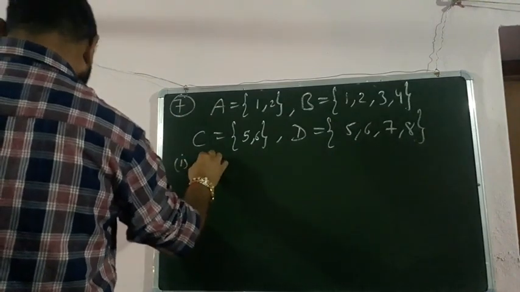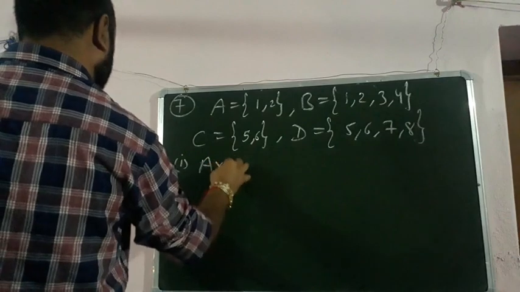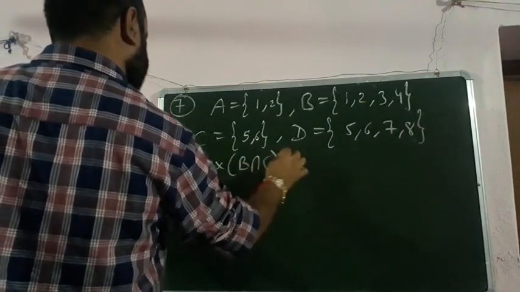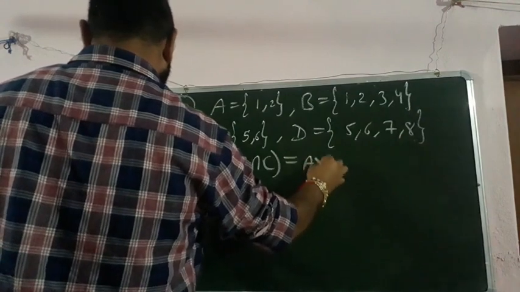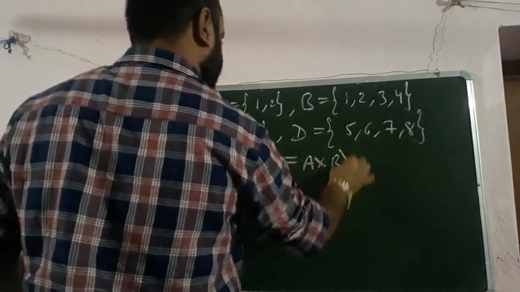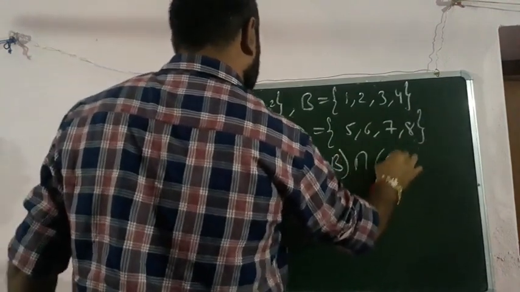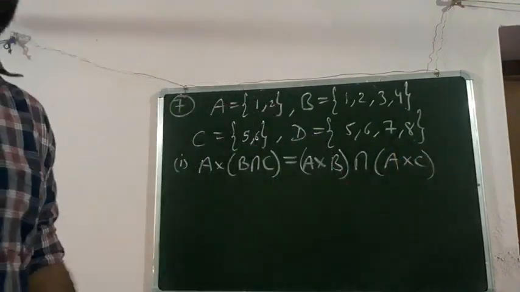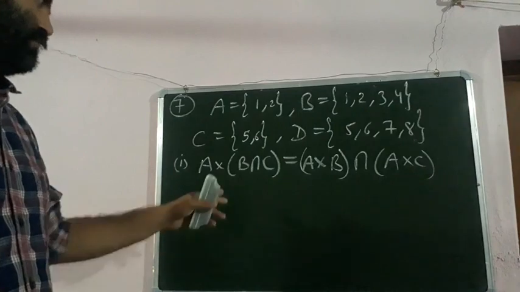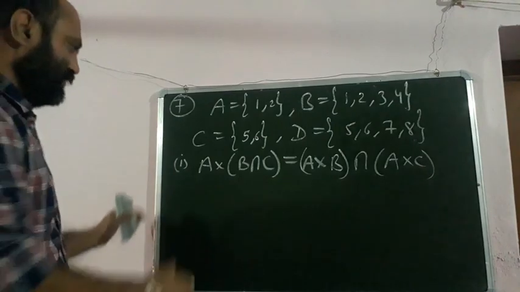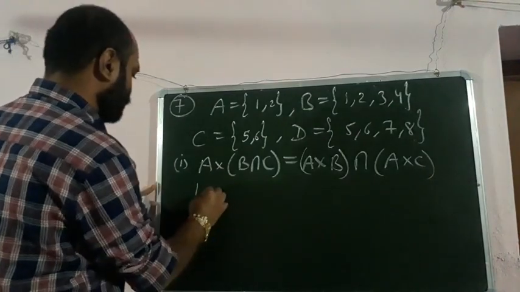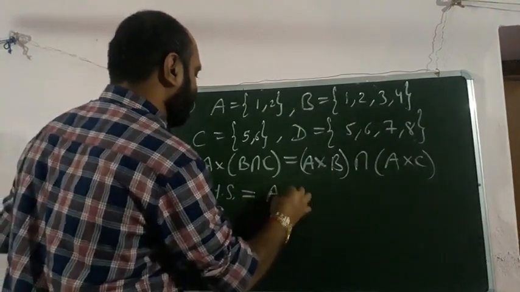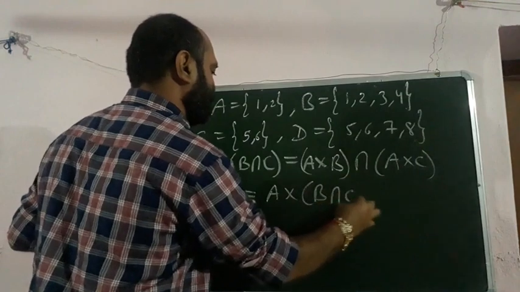First part, you have to verify A cross (B intersection C) is equal to (A cross B) intersection (A cross C). You have to verify this result. So firstly I am finding the left hand side. Left hand side is A cross (B intersection C).